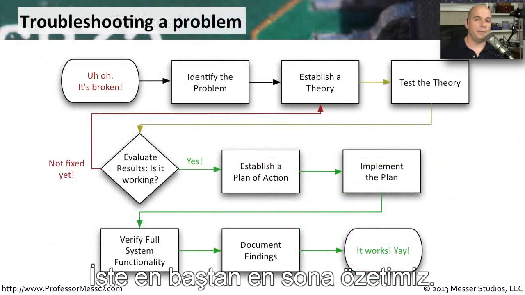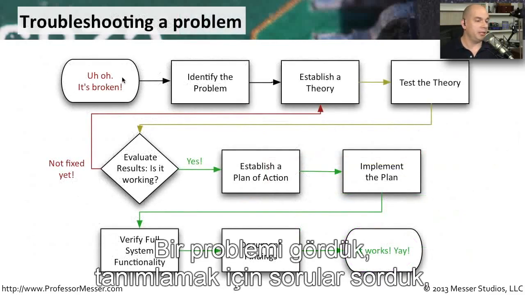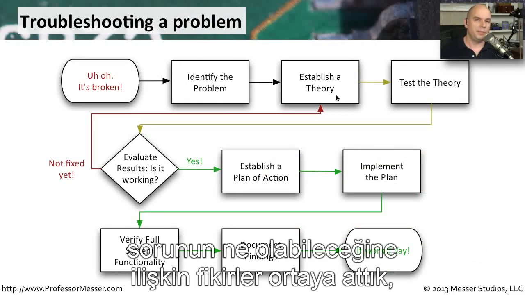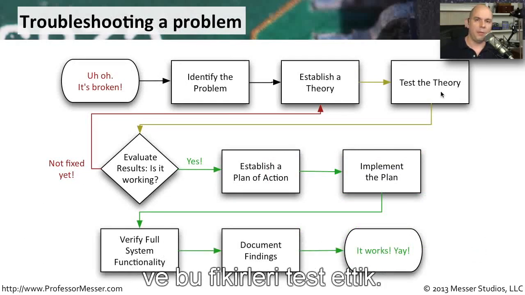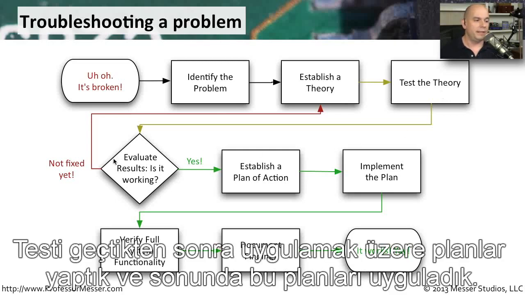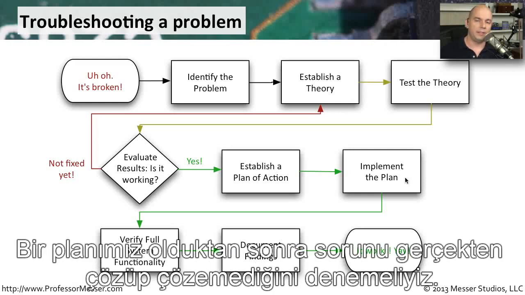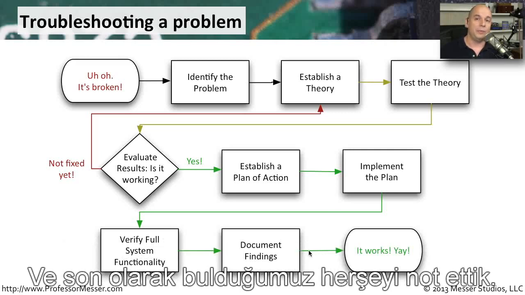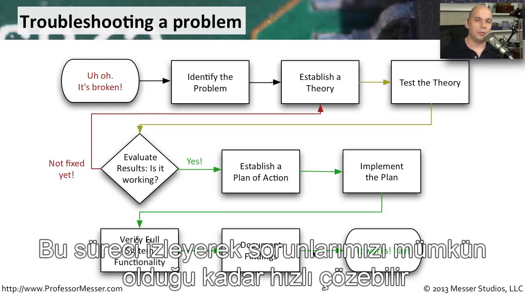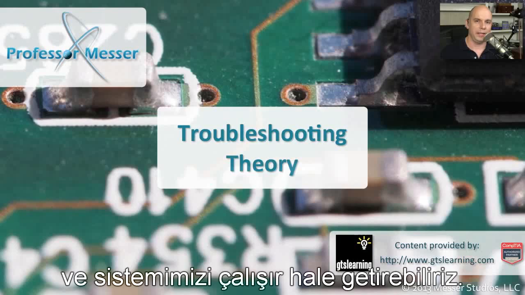And there's our summary from the very beginning to the very end. Once we see a problem, we've identified and asked questions about the problem. We've come up with some ideas of what the problem might be, and we've tested those ideas. When the test is actually working, we can come up with a plan to change and then finally implement the plan. After that plan is in place, we need to test it and make sure we really fix the problem. And finally, we can document everything that we happen to find. By following this simple troubleshooting process, we can solve our problems and get our systems running as quickly as possible.